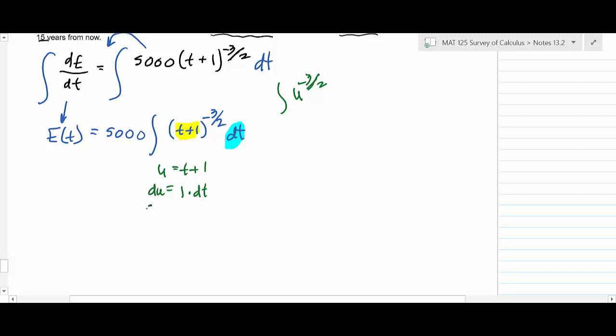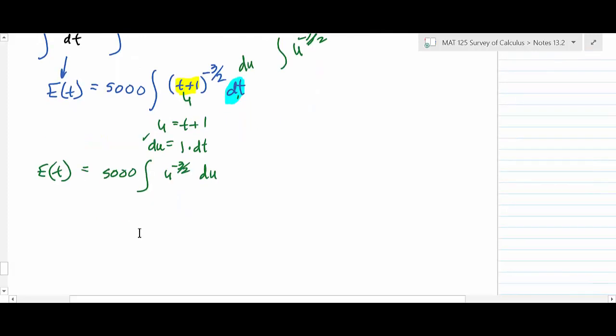So how is your integral going to go? It's going to be u to the negative 3/2, and then what's dt? It's du. Everything is accounted for. That's the key: everything must be accounted for. And while I'm at it, I'm going to bring the 5,000 down so I don't forget it, and bring the E of t down like that and just keep doing this.